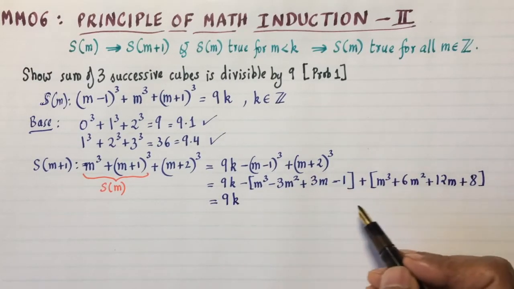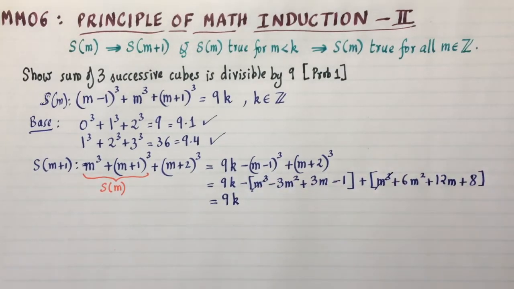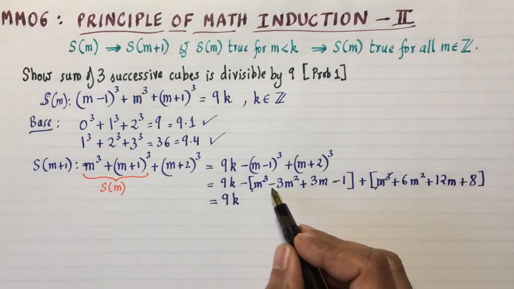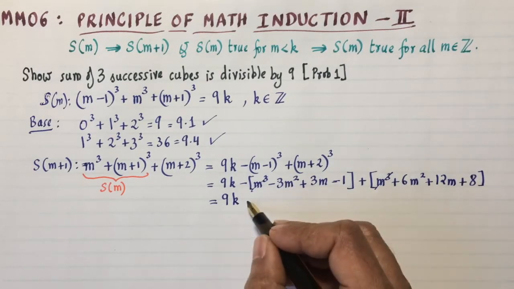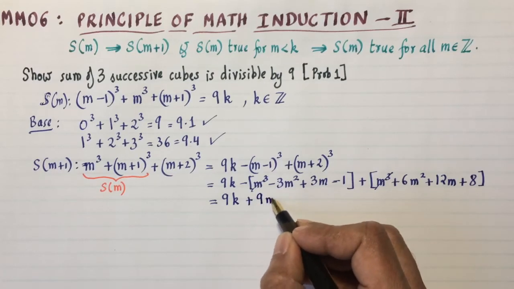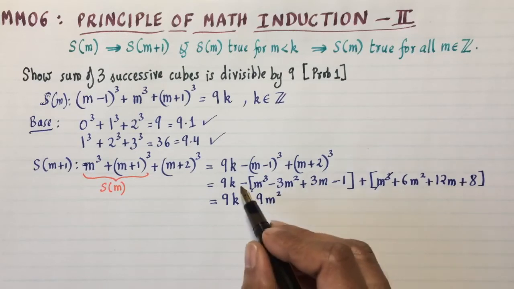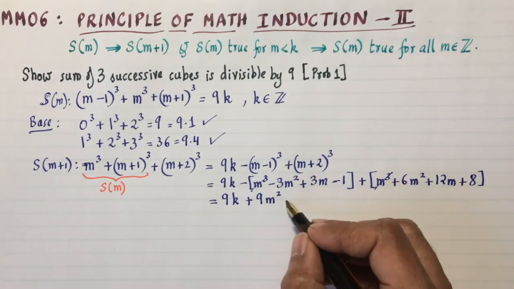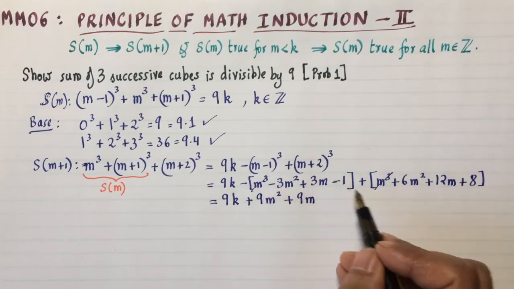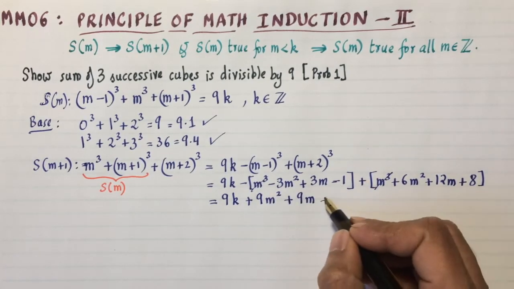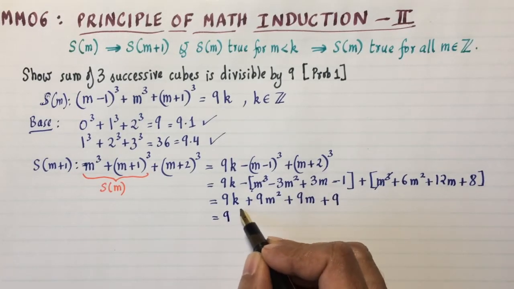Fortunately for me, I'm losing some of these powers. That's a plus 3m squared because of the two minuses, and that combines with a 6 to give me plus 9m squared. Here I have a negative 3m and a 12m, plus 9m. And here I have minus of a minus 1 and an 8, plus 9. So amazing, you've shown that it's equal to 9 times something.